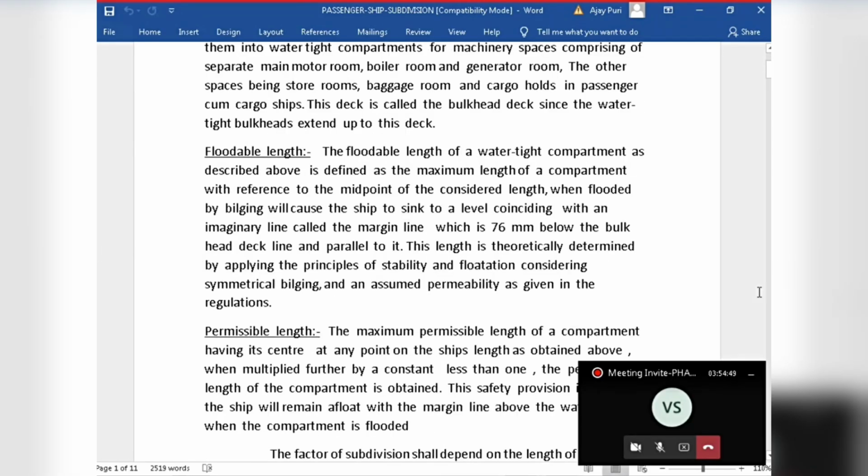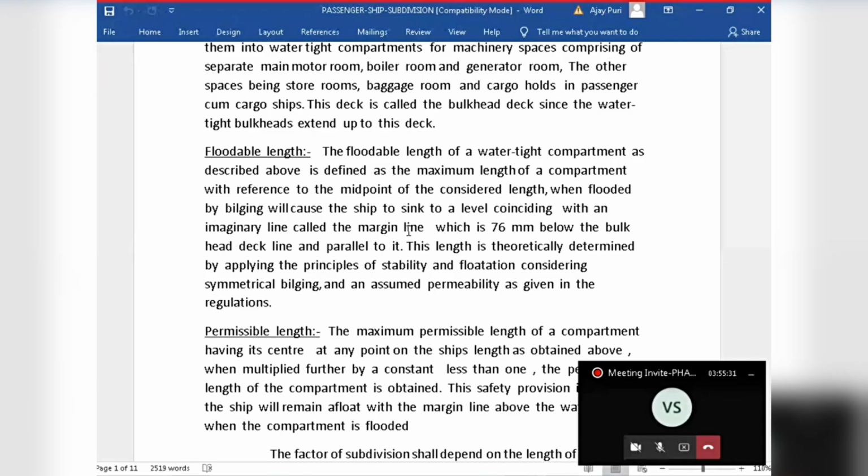Then what is floodable length? And what is the difference between floodable length and permissible length? So the floodable length of a watertight compartment is defined as the maximum length of compartment with reference to the midpoint of the considered length which, when flooded by bilging, will cause the ship to sink to a level coinciding with an imaginary line which is known as margin line. So basically margin line is an imaginary line 76 below the bulkhead deck. So the line parallel there is a margin line.